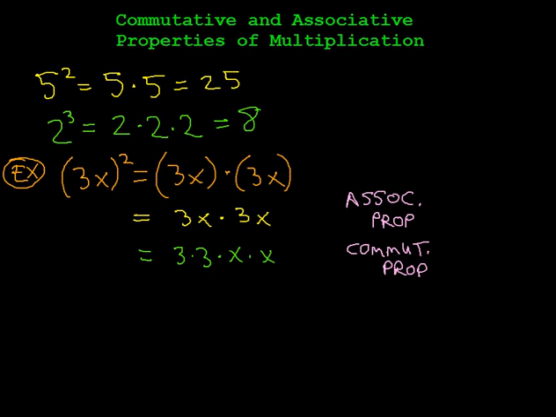And then finally, we will go ahead and we will multiply the 3 times the 3. We get 9. X times x, that's x squared. And finally, we can box that. So there's our result. And let's go ahead and take a look at another example.